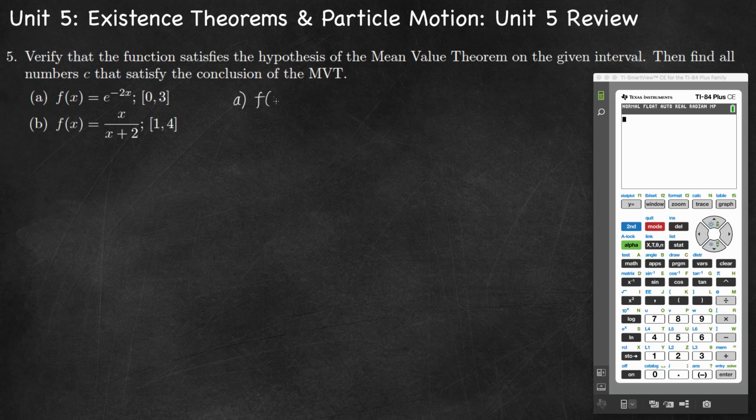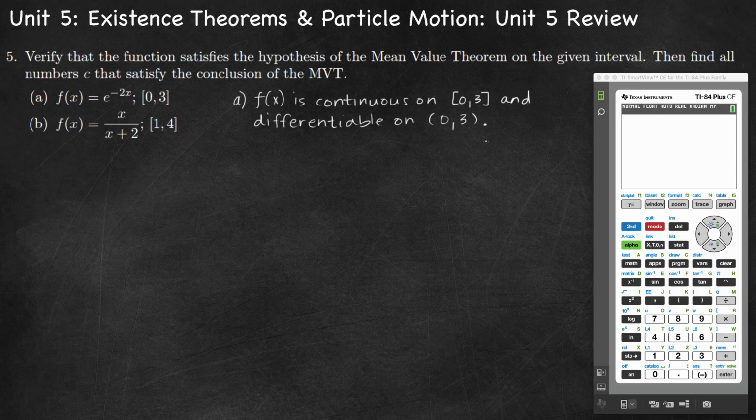So f of x is continuous on the closed interval 0 to 3, and differentiable on the open interval from 0 to 3. It's actually differentiable on the closed interval as well, but we only need it to be differentiable on the open interval. Therefore, we know the mean value theorem applies. And so somewhere the derivative of f has to equal the average rate of change of f on this interval.